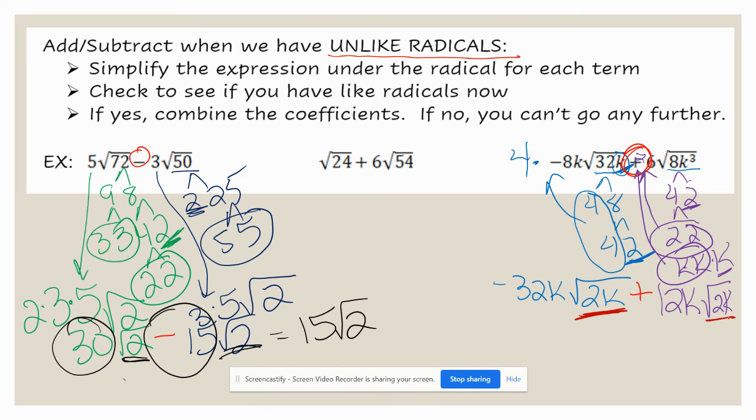Square root of 2k, square root of 2k. Those are like terms. They're both square roots and they both have 2k underneath. So we check the front, the coefficients. Are these like terms? Well, yes, they are. This has k to the first and this over here has k to the first. So negative 32k plus 12k is negative 20k square roots of 2k. Remember, again, when we add or subtract, we're not changing whatever's underneath the radical.